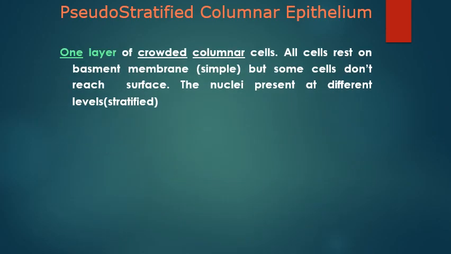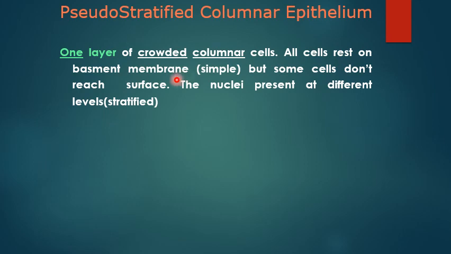What do I mean by pseudostratified columnar epithelium? The word pseudo means false. False stratification, so it is simple. It is one layer of crowded columnar cells. It appears as if it is stratified due to the crowdedness of the epithelial cells and the nuclei present at different levels. But in fact it is simple.